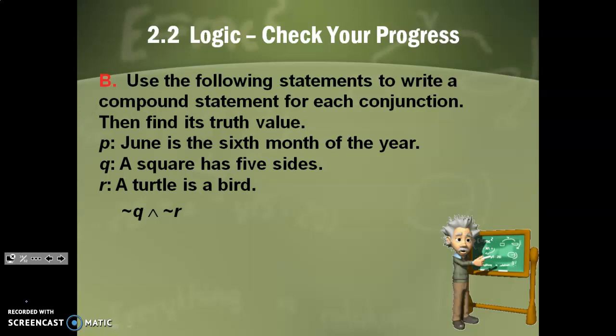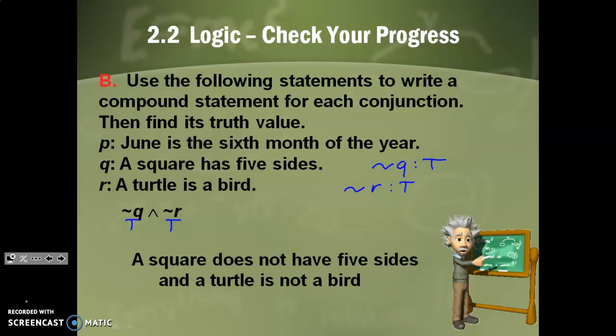Here, go ahead and pause, try this one, not Q and not R. So Q here, a square has 5 sides, well, not Q. So this is false, but the not Q would be true. And then the not R, a turtle is not a bird. Well, not R is going to be true also. So since we get true and true, there's a statement, a square does not have 5 sides and a turtle is not a bird, that is actually going to give us a true statement.